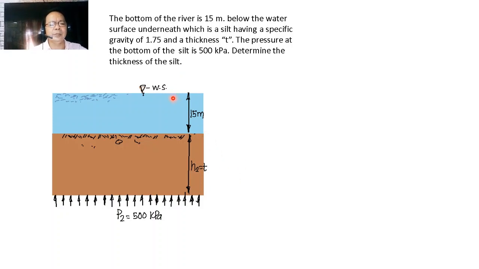So in here we have a liquid surface, the water, having a total height of 15 meters. And below this water meron tayong silt whose thickness is equal to T. And at the bottom of the silt is measured the pressure, and the magnitude is equal to 500 kilopascal. Okay, assuming that the specific gravity of the silt is 1.75, we are required to find this thickness. So let us try to identify in the problem the following given.